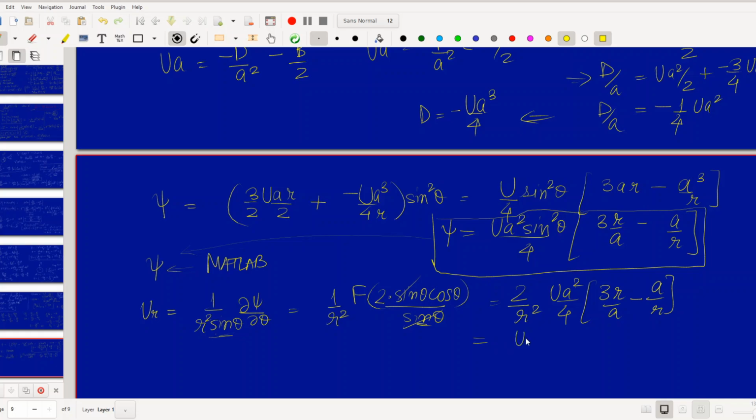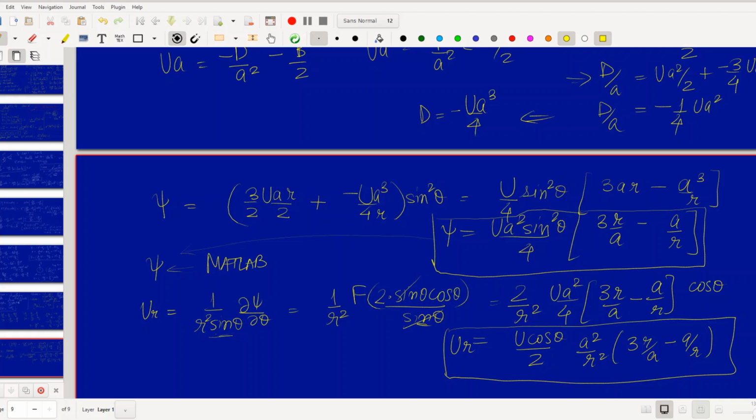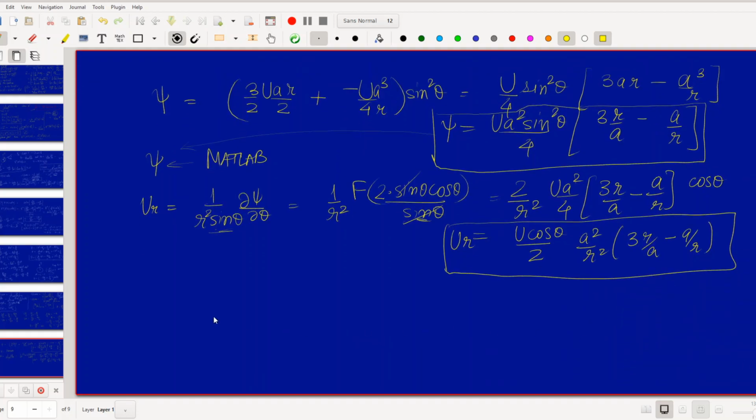So u times cos theta also. Cos theta upon 2, right? A square by r square, 3r by a minus a by r. So this is going to be ur, and what is u theta going to be?